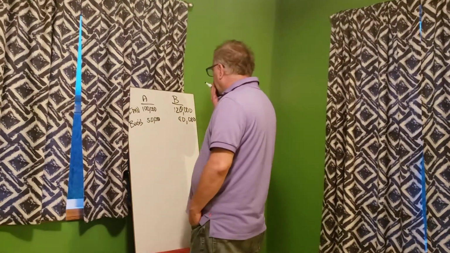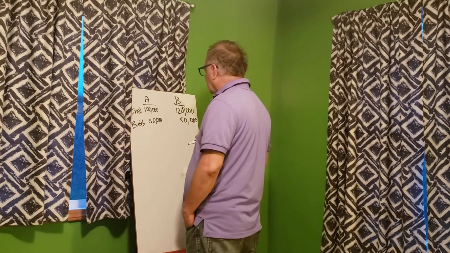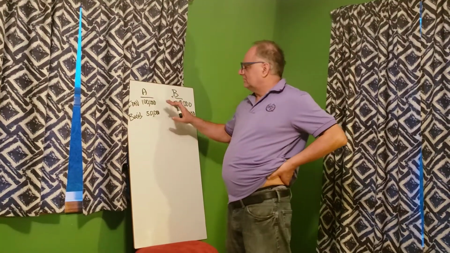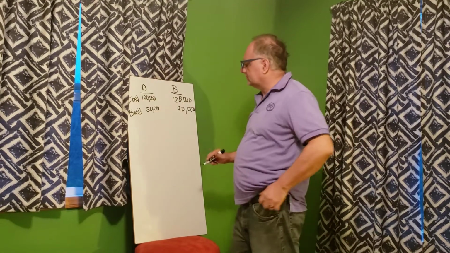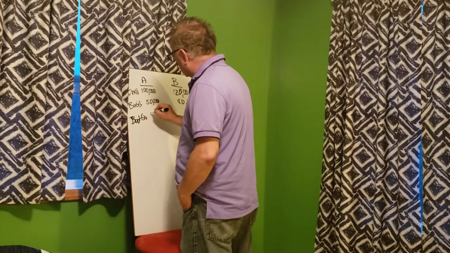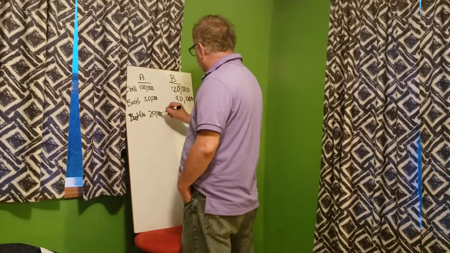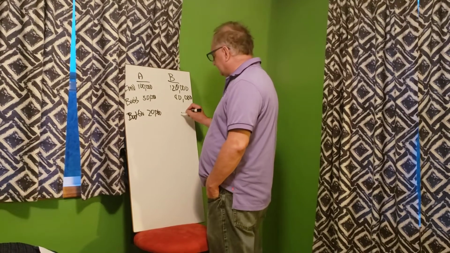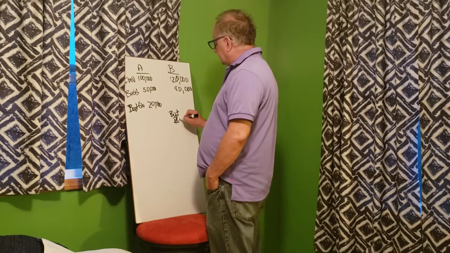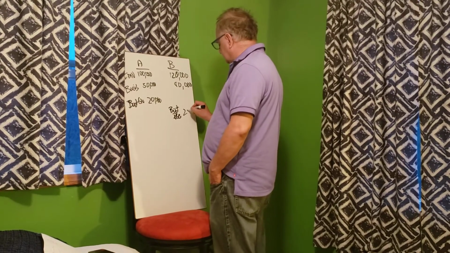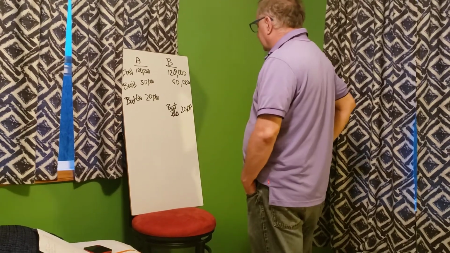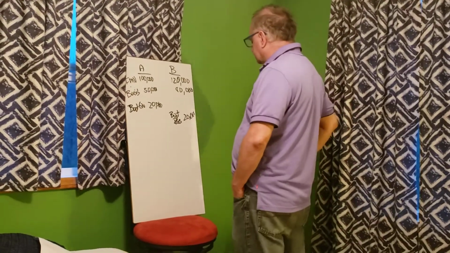So, A is going to get $120,000 worth of stuff, but he's only got $100,000 here. So this is boot given. A is going to give $20,000 worth of boot. B is going to get boot received. This becomes important. Remember our definition of recognized gain. My boot received now is $20,000.